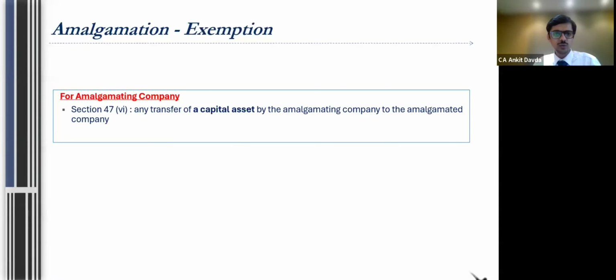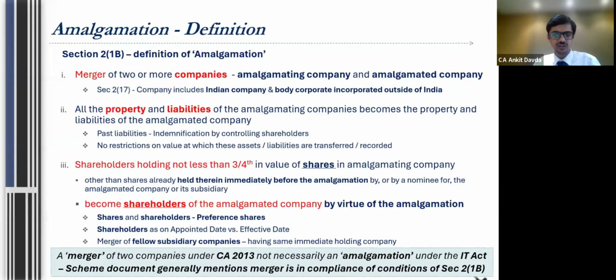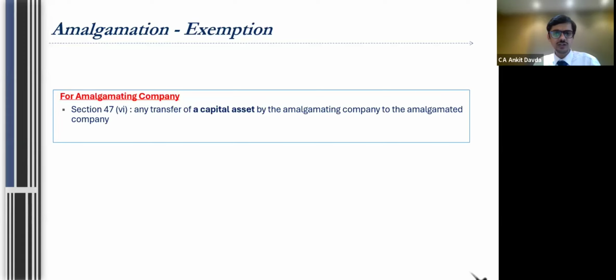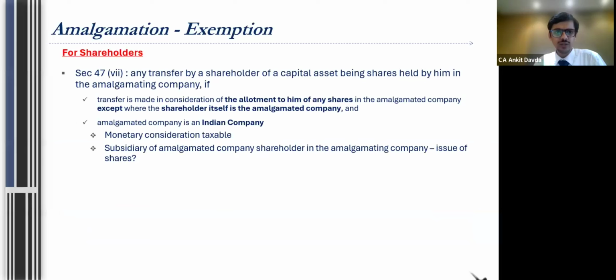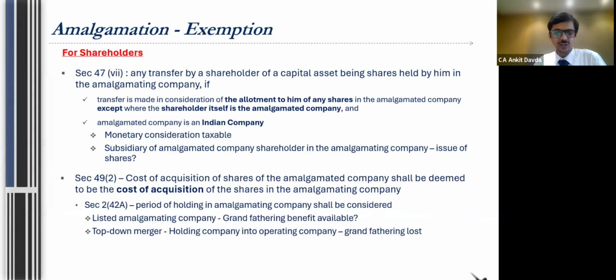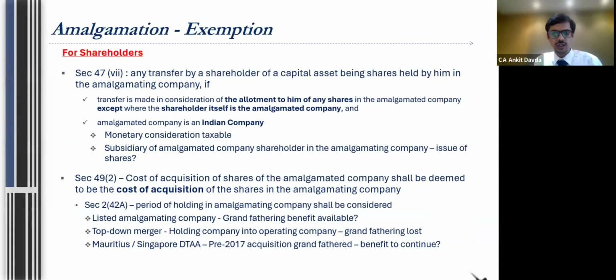Once you comply with the Section 2(1B) definition, these three conditions, then under Section 47(6) there is an exemption given to the amalgamating company, because effectively there is a transfer from the amalgamating company to the amalgamated company. Similarly, the amalgamated company would receive certain assets without discharging any consideration to the amalgamating company. So again, Section 56(2)(x) has that exemption that any transaction covered by 47(6), 6A, 6AB is exempt. Similarly, for shareholders under 47(7), there is an exemption. And I think Section 49(2) deals with allocation of cost. Basically, whatever cost of acquisition of the transferor company was there, that will become the cost of acquisition in the transferee company.